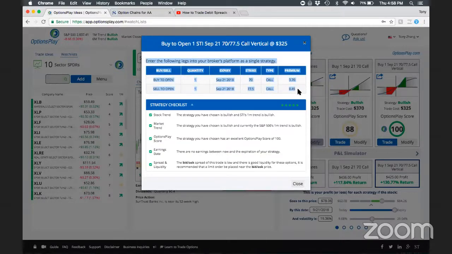Very important so that you enter it correctly, but also a strategy checklist. This is designed so that you don't make the same mistakes that sometimes we made as traders ourselves. We wanted to help you guys avoid those mistakes. So making sure that you're trading the right strategy, making sure you're trading with the trend of the stock and the market, checking for the options play score, checking if there's earnings coming up. This is something that we see a lot of people tend to overlook. And lastly, spread and liquidity, understanding how liquid the spread that you're looking at is before you place that trade. These are all things that you need to be aware of before you place your trade. And it's all on a strategy checklist for you.